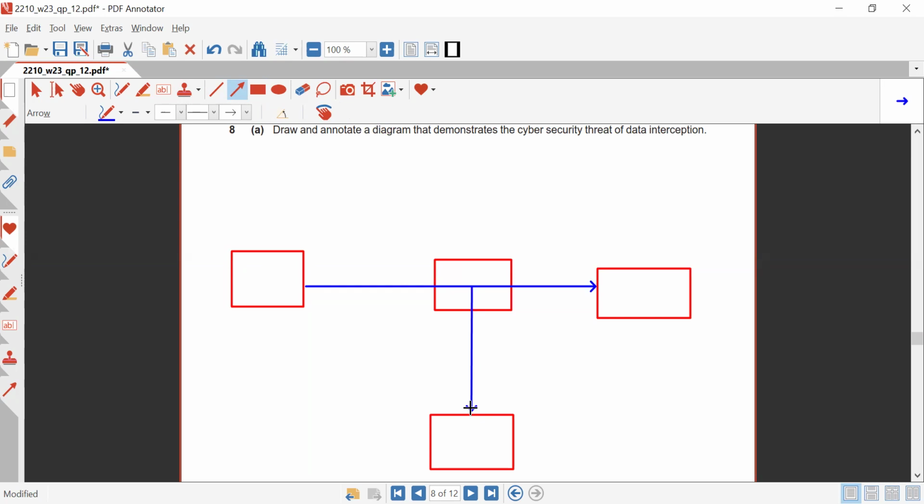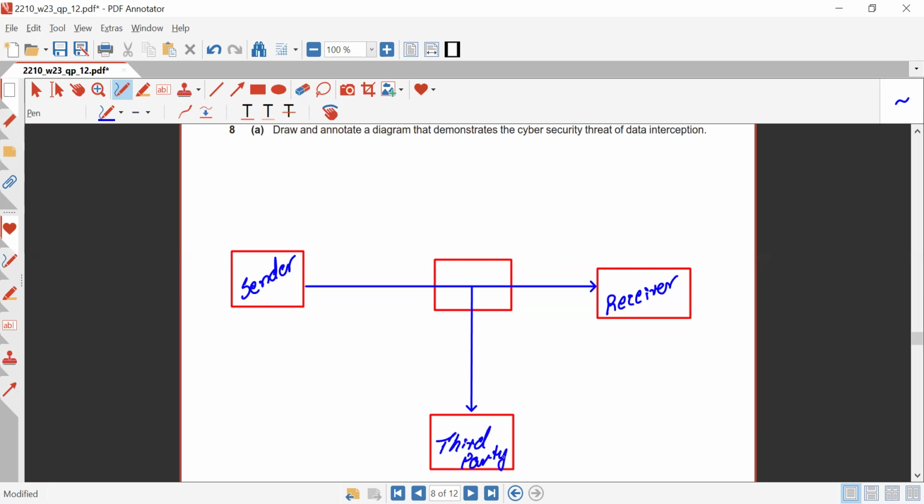Okay, so now what are these that I mentioned over here? It's the sender, it's the receiver. It's a third party, or actually you can say it's a hacker as well.